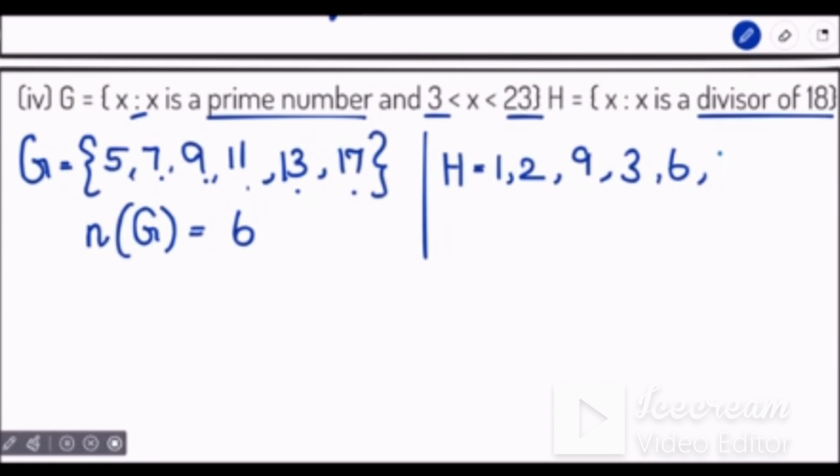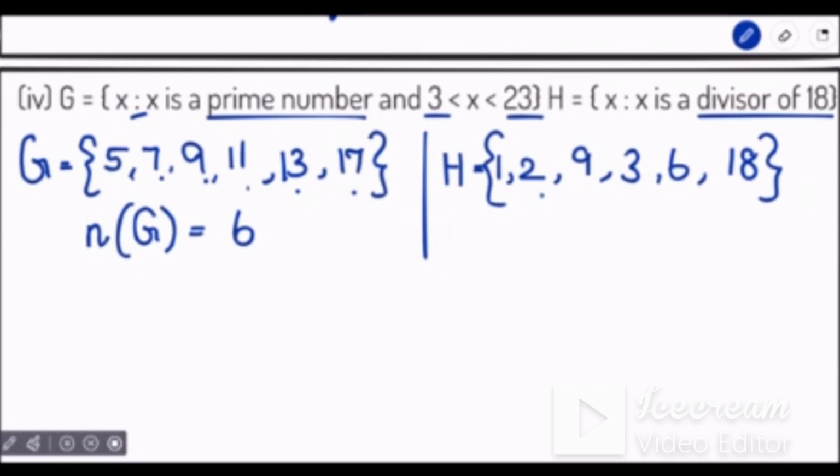4 4s are 16, 4 3s are 12, 4 5s are 20. So it is not there, so we can't include 4. And now if you check, 1 18 is 18. So these are the numbers which are the divisors of 18.